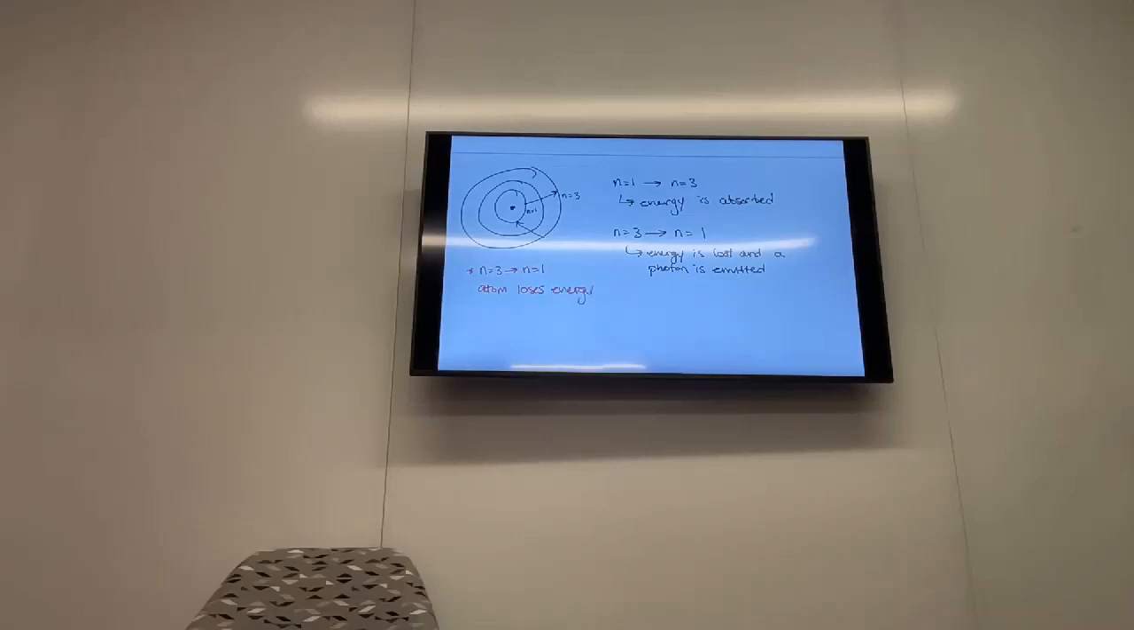Okay, if we go back down to n equals 1, what is that final state called? We're excited if we go from n equals 1 to n equals 3. What's the other way? If you fall from the sky, you're going to hit the ground, right? So you're going to be in the ground state.